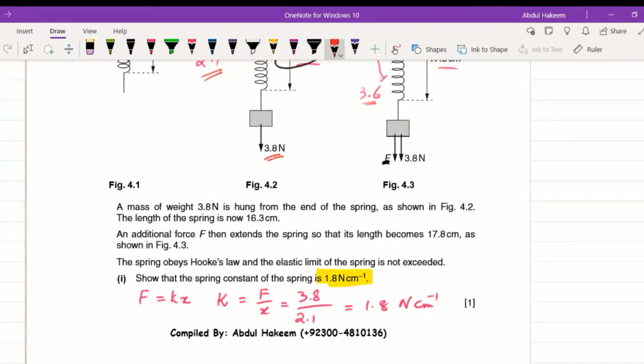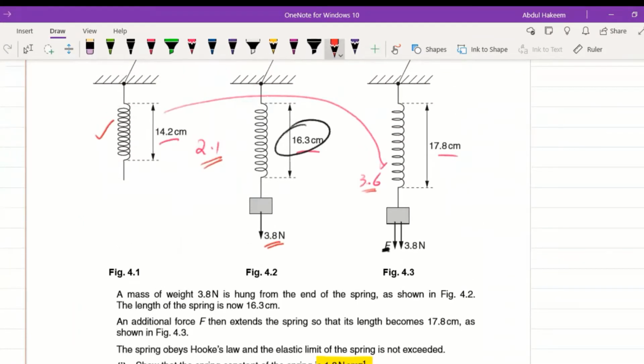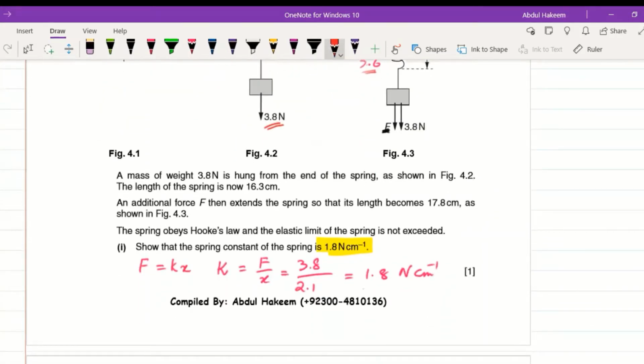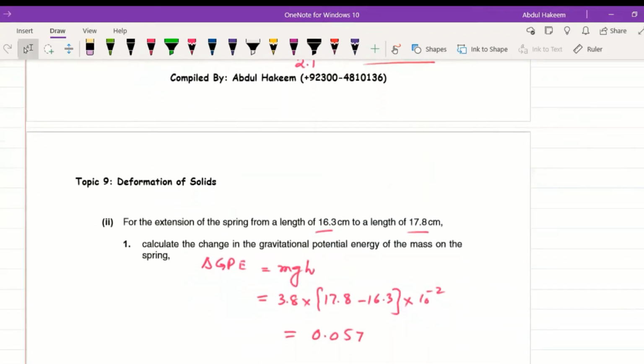So Hooke's law is F is equal to Kx, so K is equal to F divided by x. The force, the load, is 3.8 and the extension for the first load is 16.3 minus 14.2, which is 2.1. So the answer is 1.8 Newton per centimeter. Any question? No? Okay.